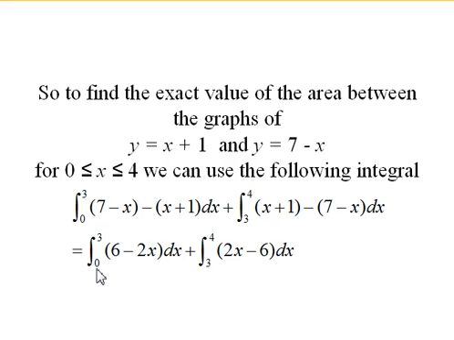Something kind of interesting to notice: from 0 to 3 it's 6 minus 2x, and from 3 to 4 it's 2x minus 6. They're always going to look like opposites as far as the integrand when you have a case where you have to split them at some point of intersection. So remember, it's always the function on top minus the function on bottom.